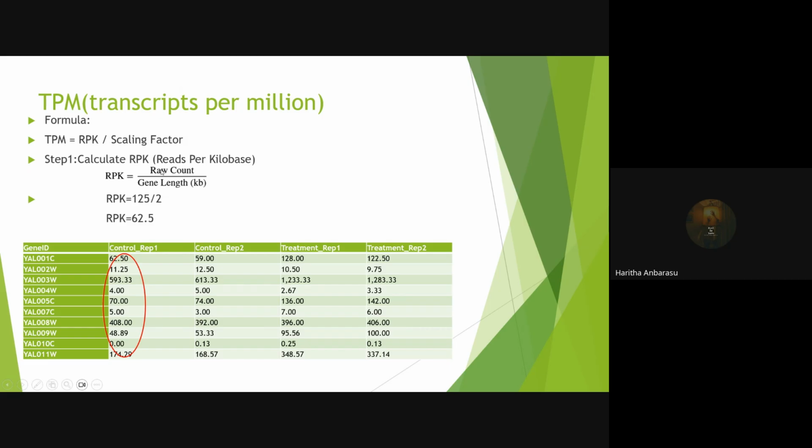Here, RPK raw count is 125 divided by gene length provided in the data. So divided by 2, we get the RPK value of 62.5 for first read. We need to do the same calculation for each read to get the RPK value for every read. This is the RPK value for each read. Next, we need to calculate the scaling factor.